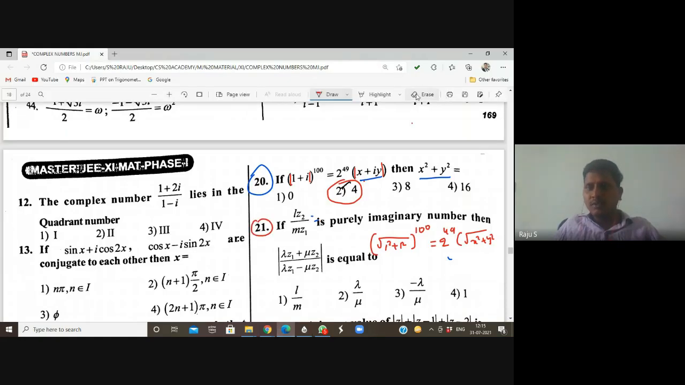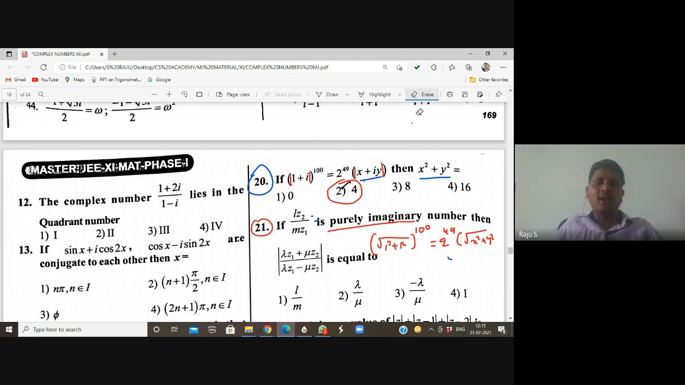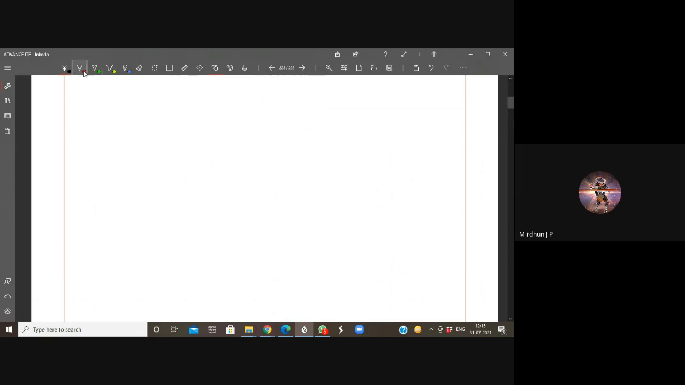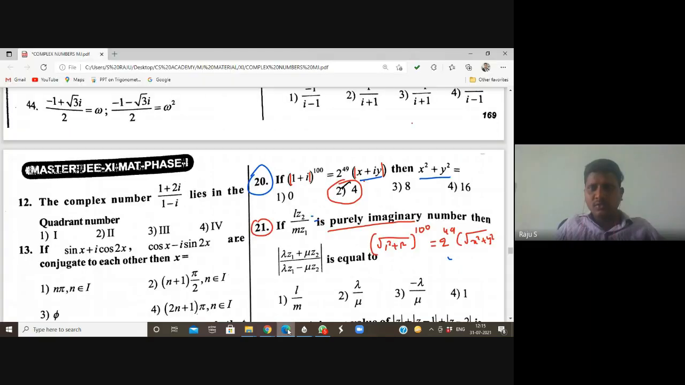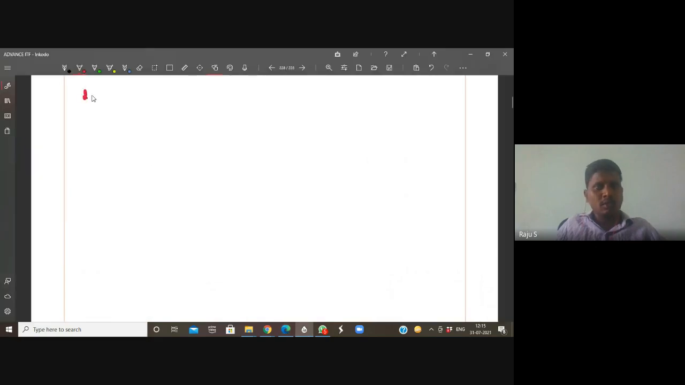Question number 21: l into z2 by m into z1 is purely imaginary. Purely imaginary means the real part becomes 0. Right. In this question, l z2 by m z1 is purely imaginary.